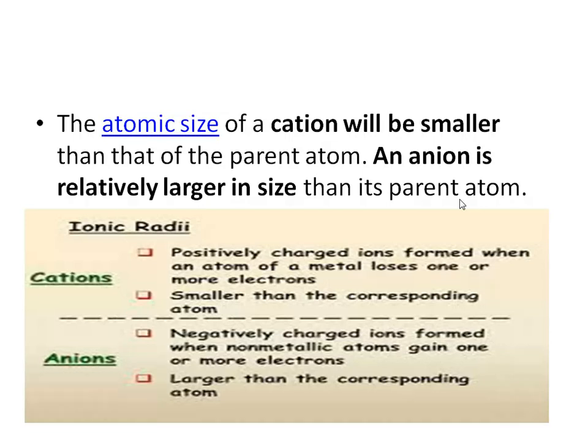This is because there is an increased gain of electrons. Cations are positively charged ions formed when an atom of a metal loses one or more electrons. So when electrons are lost, cations form. Anions are negatively charged, and the anions are formed when there is a gain of one or more electrons. So in cations the atomic size or ionic radius is smaller than the corresponding atom, whereas in anions the atomic size is larger when compared to that of the atom.